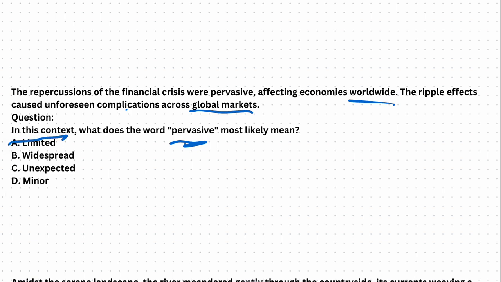Then we go to B, widespread. Could the word pervasive mean widespread? Something that affects a lot of places? Yes, potentially. So I'm going to put a little dot there to say that it's one of our options.